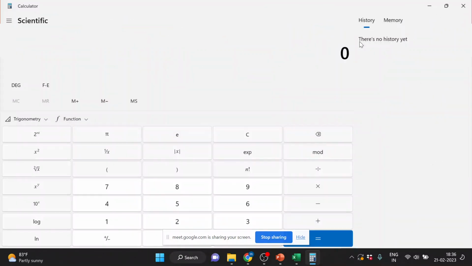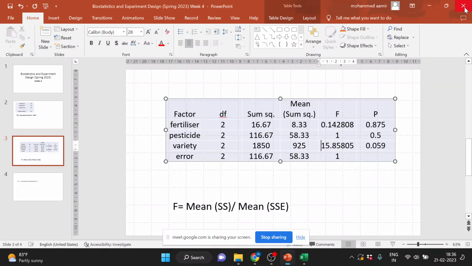Let's see. No such information is available in the scientific calculator. So I don't know. I think then you'll only have to use Excel, or there's absolutely no way, because these F values are calculated by a very complex function. You can't sit and calculate your P value from F value just like that. Going from here to here is very difficult if you don't have the table.